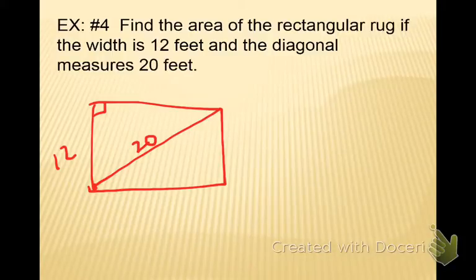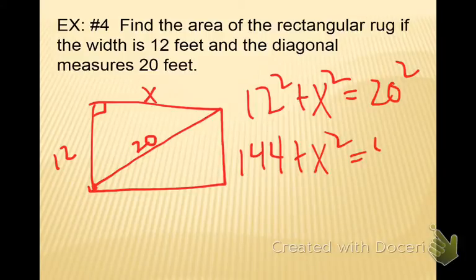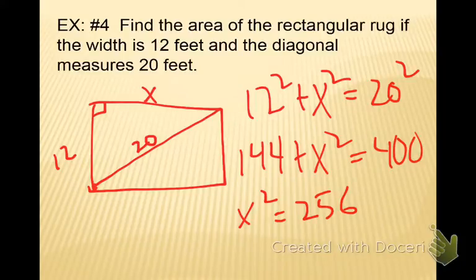Eric: 12 squared plus b squared equals 20 squared. Right. Okay, b or x or whatever. So 12 squared plus x squared equals 20 squared. So that's going to be 144 plus x squared equals 400. So x squared equals 256, right? And x equals the square root of 256, which is 16. So now we have that 16.